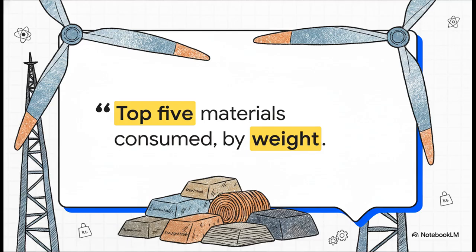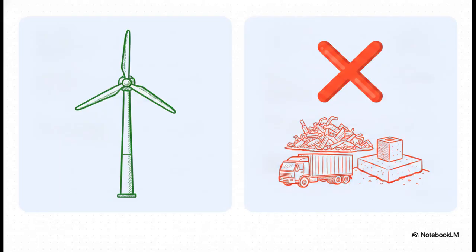We are talking about tracking the absolute heaviest inputs here, which typically include materials like aluminum, carbon fiber, copper, fiberglass, and iron or steel. Now, what's really interesting about this is what we like to call the rule of exclusion. When a company calculates the weight of those top 5 materials, the standard is very strict about what actually counts. The reported weight must include the materials in the final delivered turbine, specifically the nacelle, the blades, and the tower.